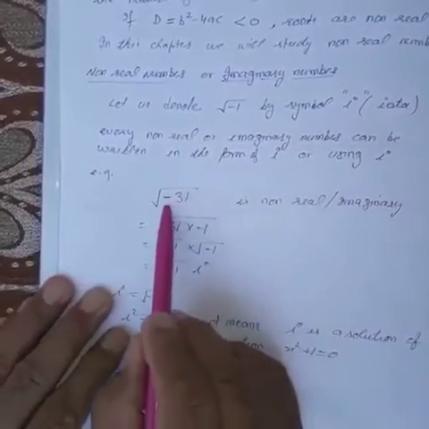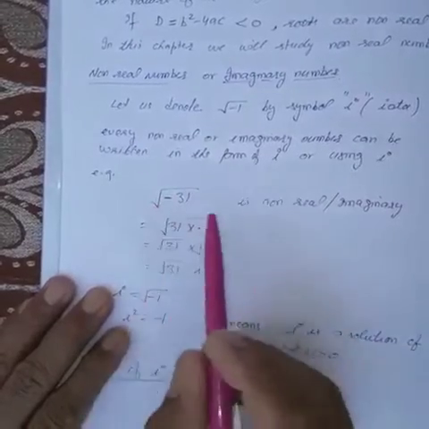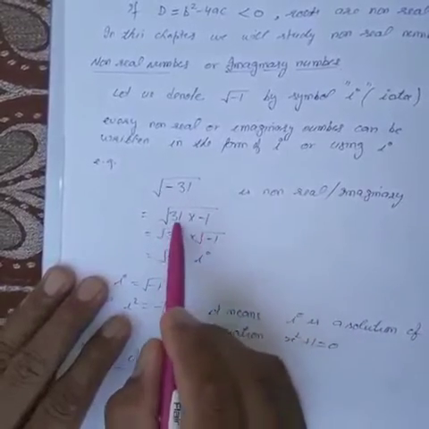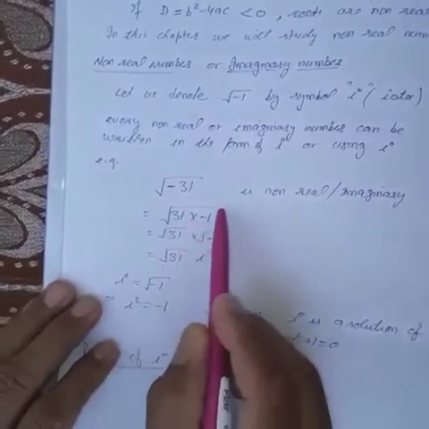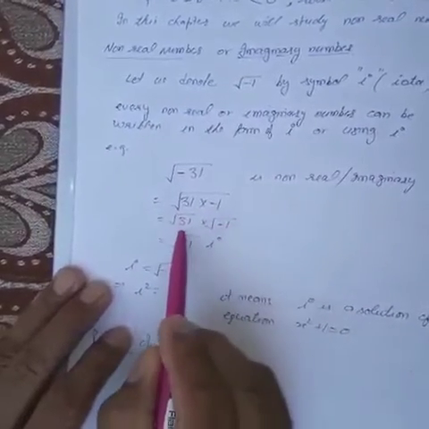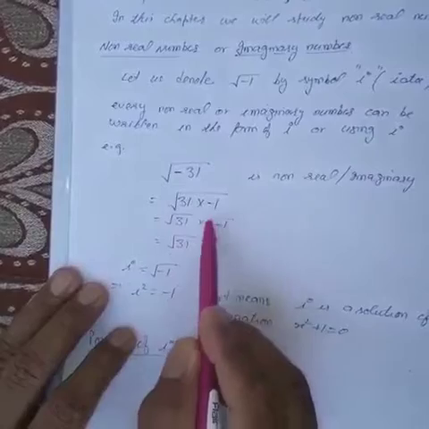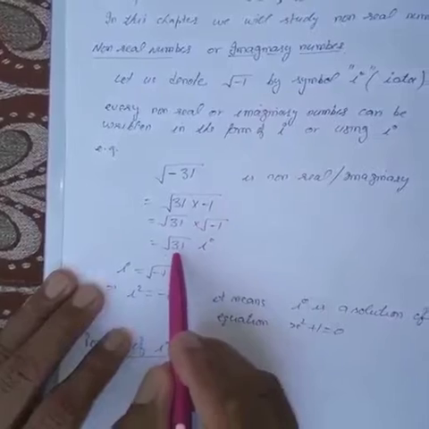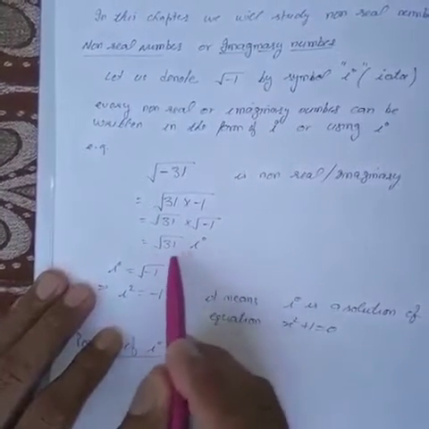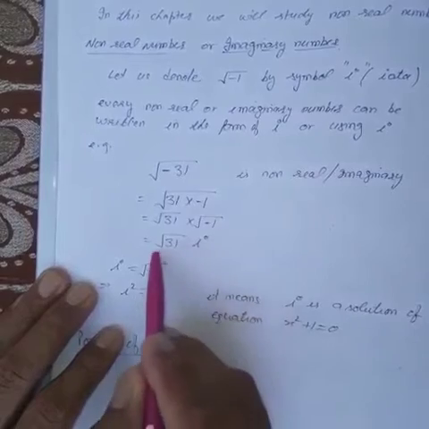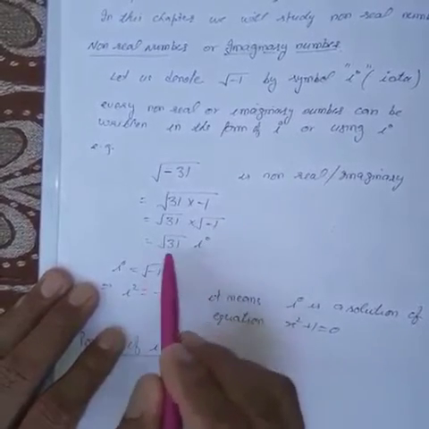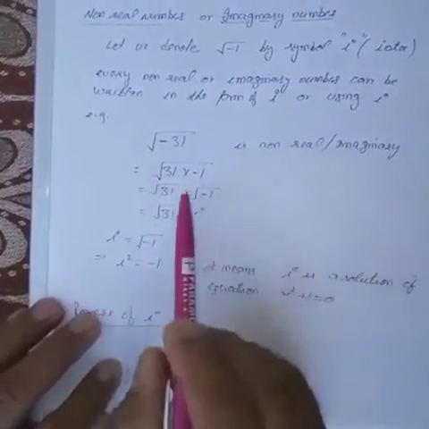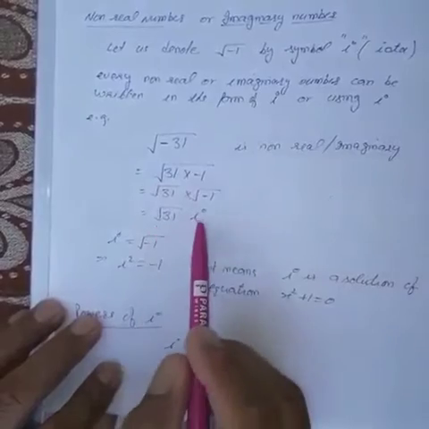Now we will try to write some non-real numbers in the form of iota. For example, if we have √-31, this is a non-real number. So √-31 can be written as √31 multiplied by √-1. By applying the rule, it is √31 multiplied by √-1. We know √-1 is iota, everywhere it will be iota. So √31 into iota. So this is a non-real or imaginary number. So all non-real or imaginary numbers can be written in the form of iota.